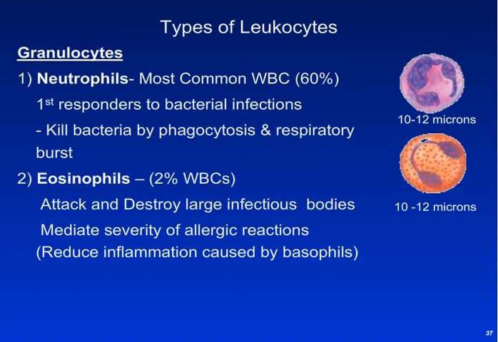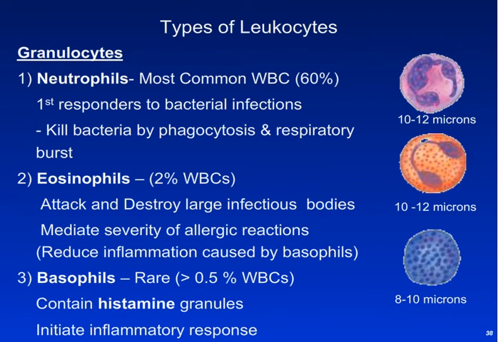One of the functions of eosinophils is to attack and destroy large infectious bodies. These are things like parasitic worms. Think about roundworms or tapeworms, which maybe aren't too common in the United States, but in developing countries are quite common. And so these destroy these large infectious bodies by secreting a toxin which punches holes in the worms and actually destroys them. The other thing that eosinophils may do is help to mediate the severity of allergic reactions. The next cell we're going to learn about is a basophil, which releases histamine, and histamine causes inflammation, whereas the eosinophils may actually reduce inflammation, thereby moderating the immune response.